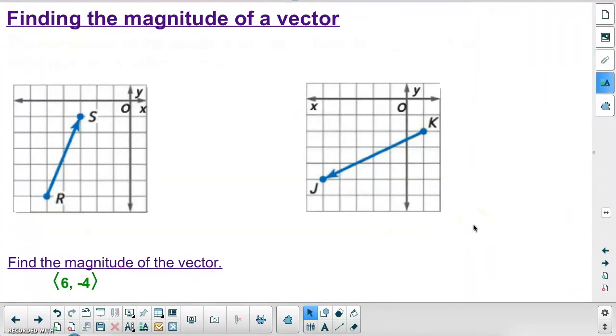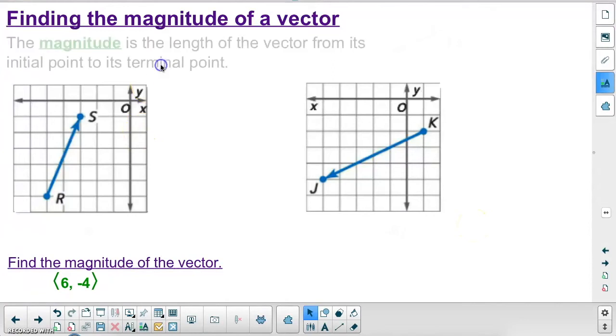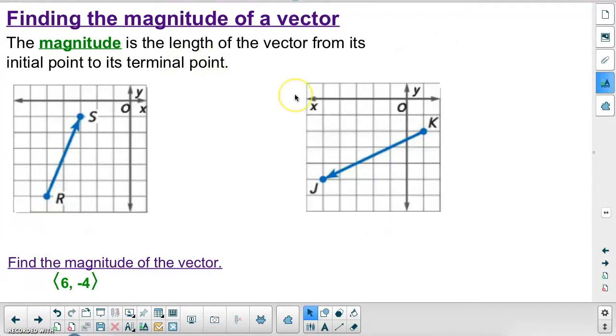Now we're going to find the magnitude of a vector. Remember, the magnitude is the length of the vector from its initial point to its terminal point. So we're going to have vector AB. We would notate the magnitude using this notation here. It looks like absolute value bars, but it is notating the length of that vector.